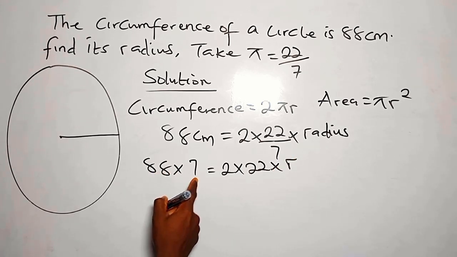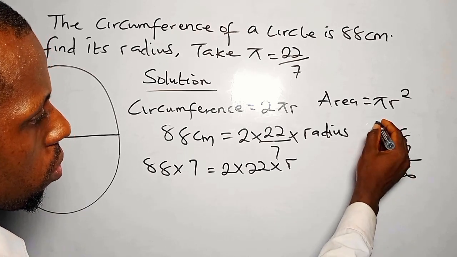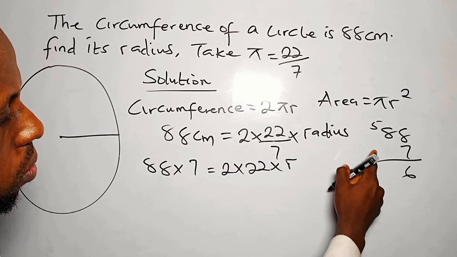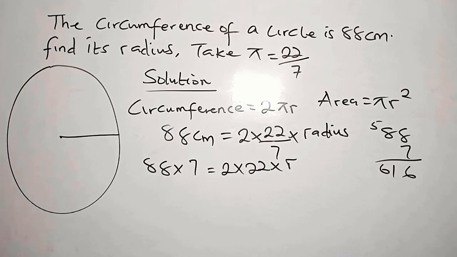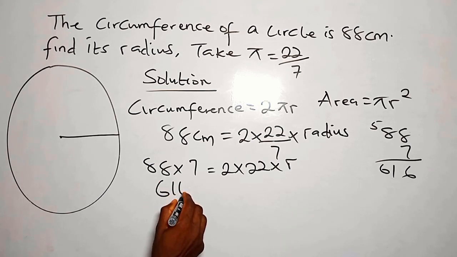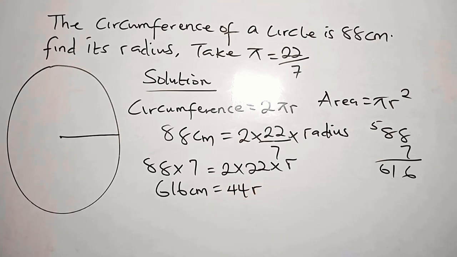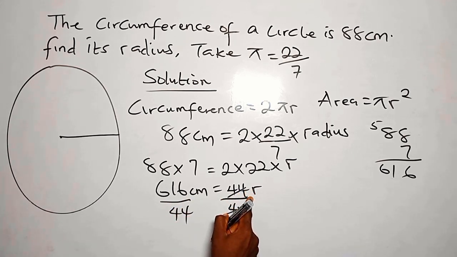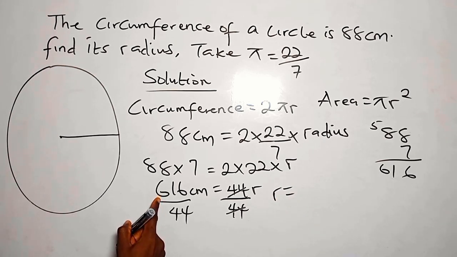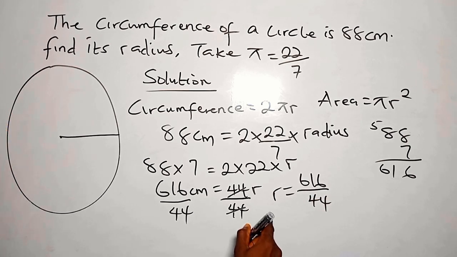So 88 times 7: 7 times 8 is 56, plus 5, we have 61. So we have 616 centimeters equals, when we multiply this, 44 r. To determine the radius, we divide both sides by 44. So we have r equals 616 divided by 44.